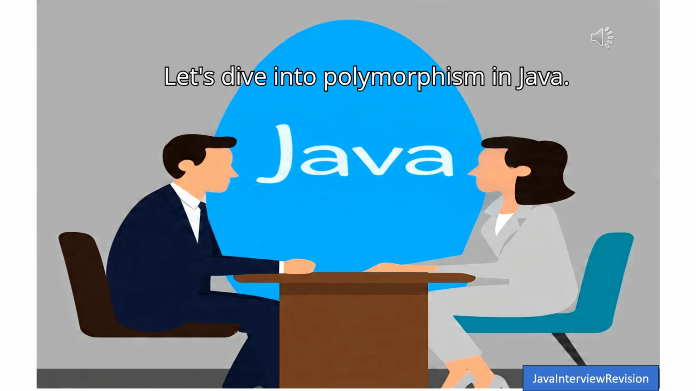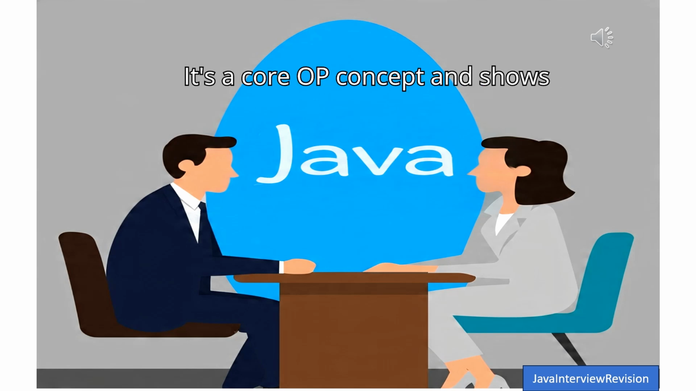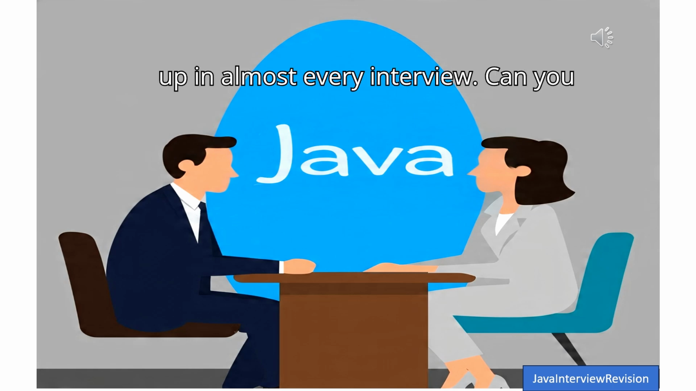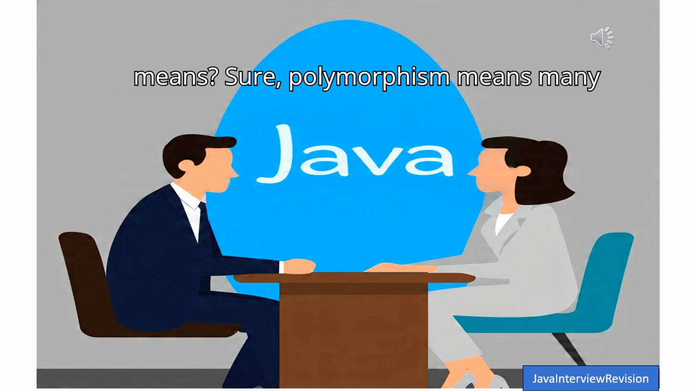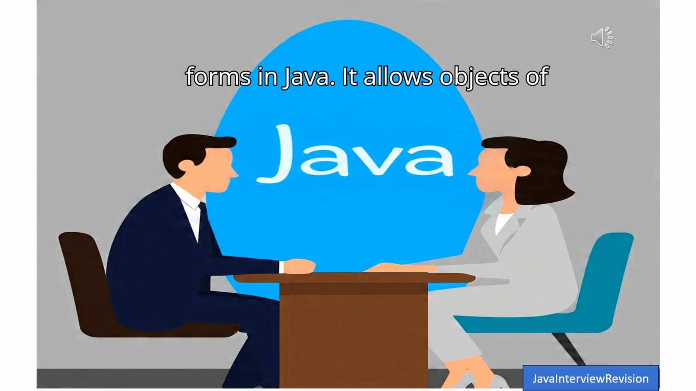Let's dive into polymorphism in Java. It's a core OOP concept and shows up in almost every interview. Can you start by explaining what polymorphism means? Sure. Polymorphism means many forms.